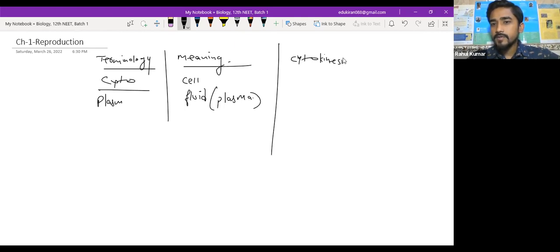Cytokinesis. Now cytoplasm, cytokinesis, cytosol, these are all very confusing terms. And this is one problem with students who start learning biology. Even including me, I was struggling with these words a lot in the beginning. So one thing outright, cytokinesis.